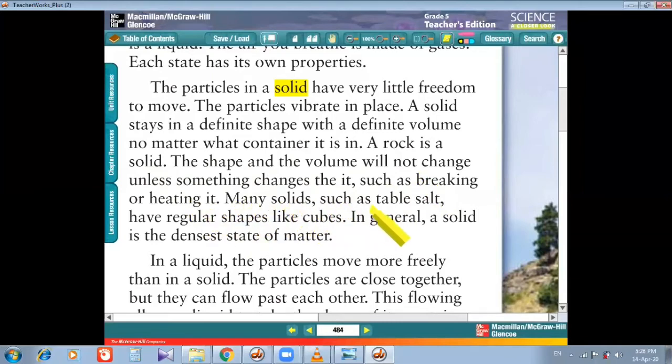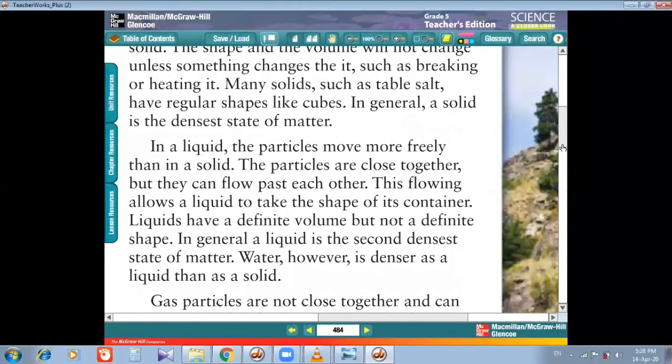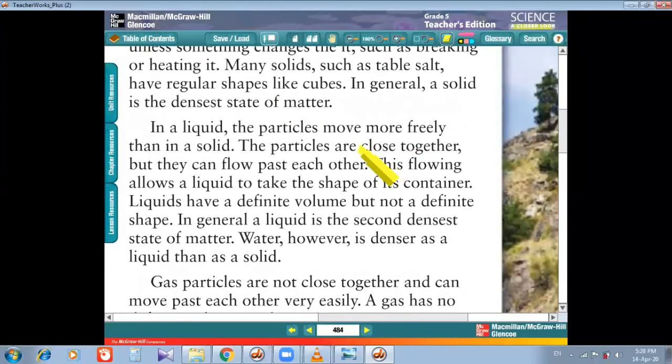Many solids such as table salt have regular shapes like cubes, very tiny cubes. The table salt has the shape of very, very tiny cubes. In general, a solid is the densest state of matter. Means the most dense is the solid. If we compare solid, liquid, and gases, the most dense object is solid.